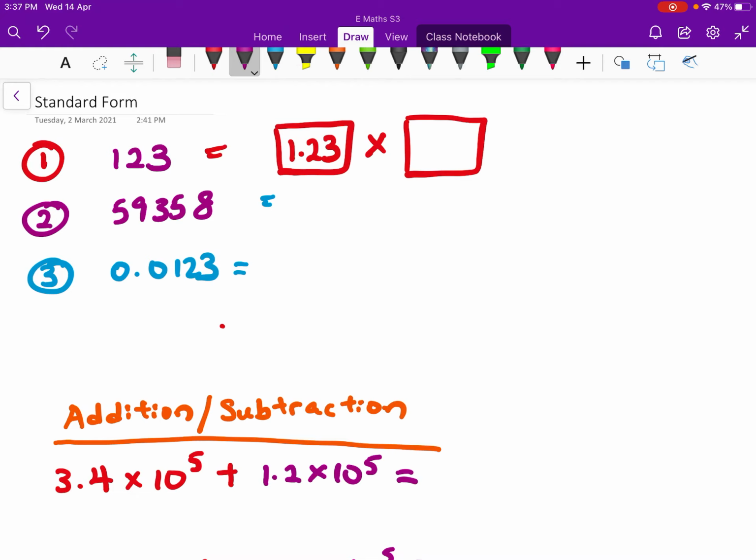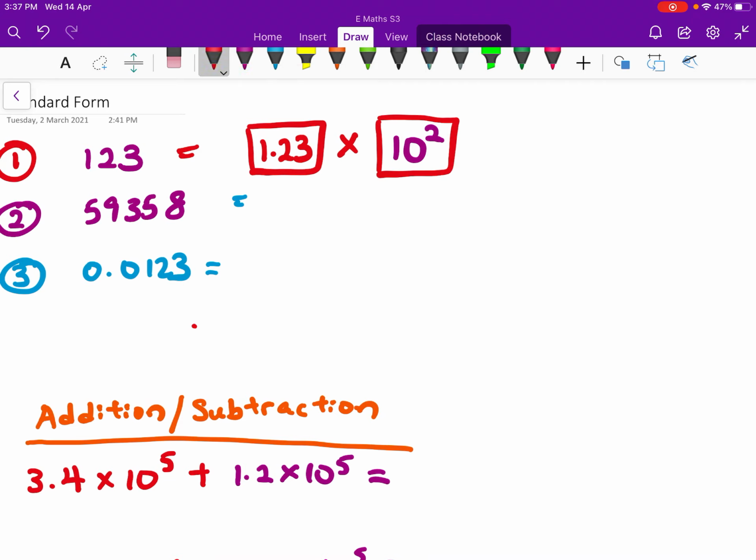So 1.23 multiplied by something should give me 123. What is the something that it needs to be multiplied by? The something should be 10 to the power of 2. So 1.23 times 10 to the power of 2 is the standard form that we are talking about. Basically this standard form is equal to 123.